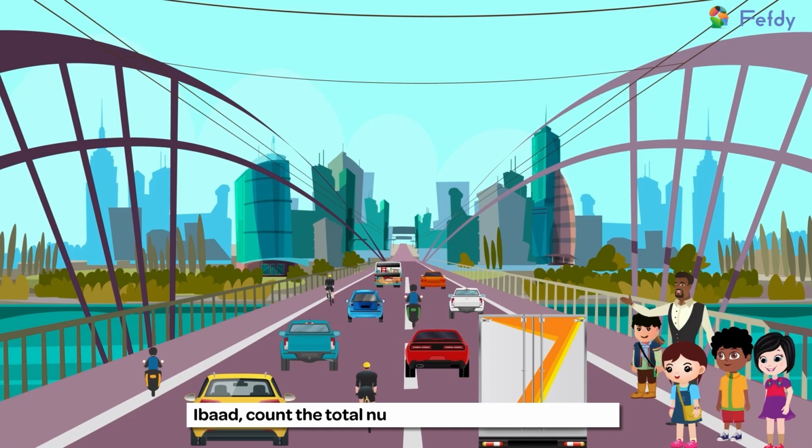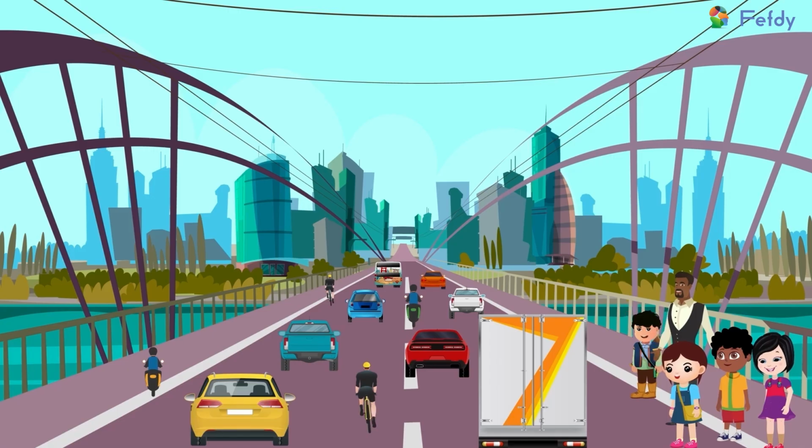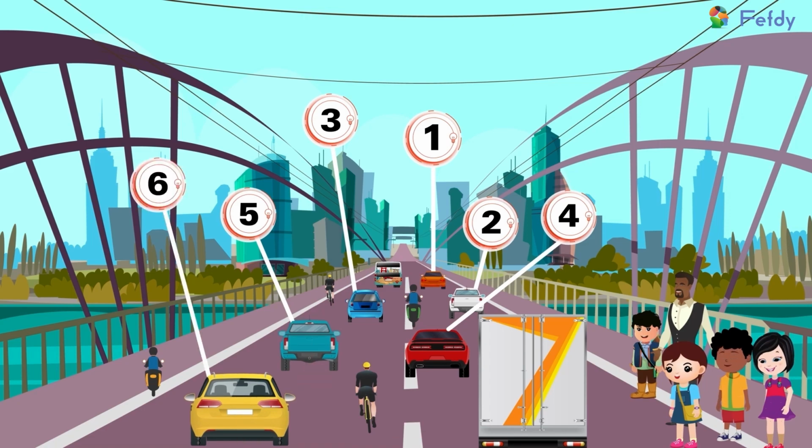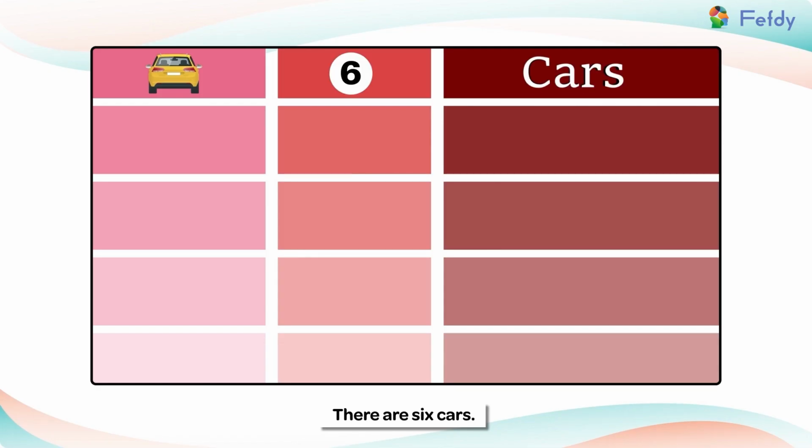Ibad, count the total number of vehicles on the road. Sure, Uncle Toma, let me do it. How many cars are there? 1, 2, 3, 4, 5, 6. There are 6 cars.